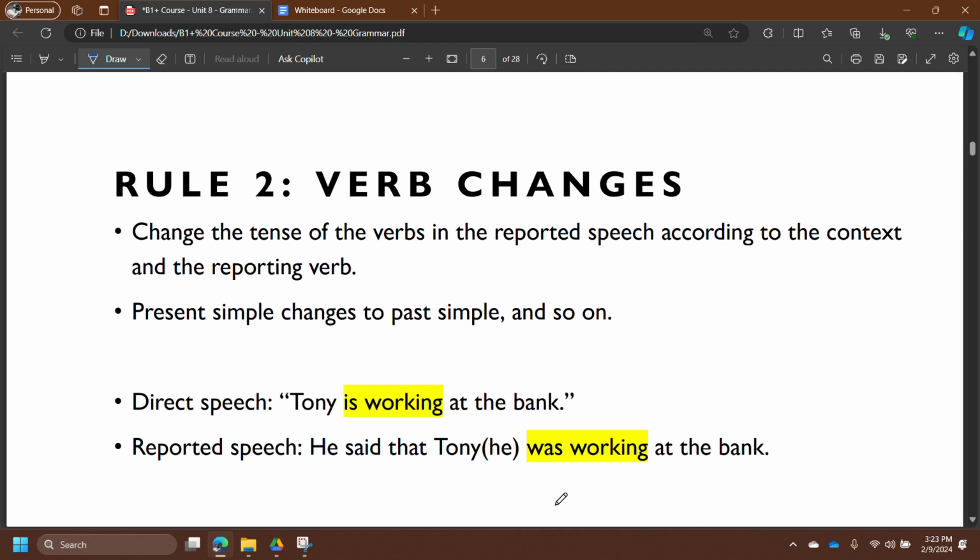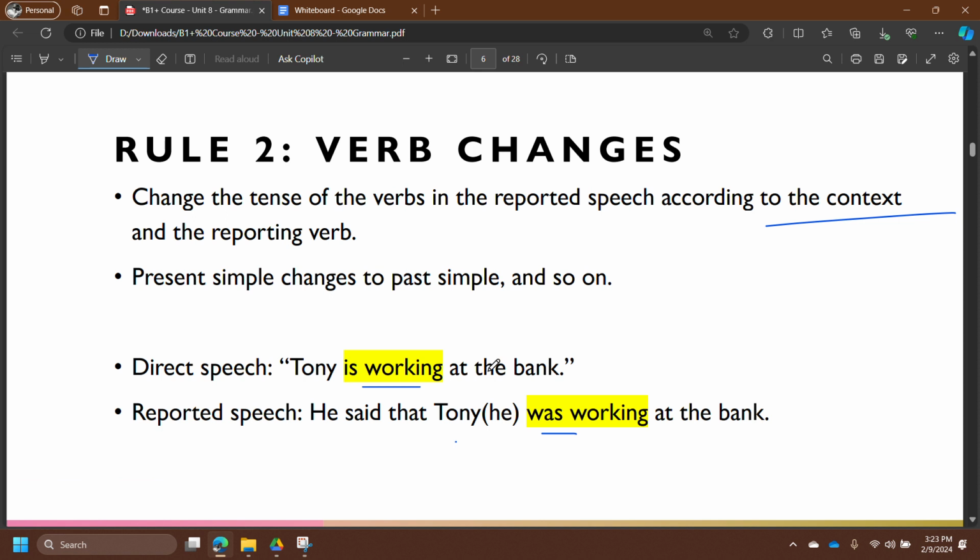What about rule number 2, verb changes? So we change the tense of the verbs in the reported speech according to the context and the reporting verb. Present simple changes to past simple and so on. Example, in the direct speech, Tony is working at the bank. But if you use reported speech, it becomes he said that he was working at the bank. So if you now focus, is working becomes was working because it's something in the past, and technically it's not true now.